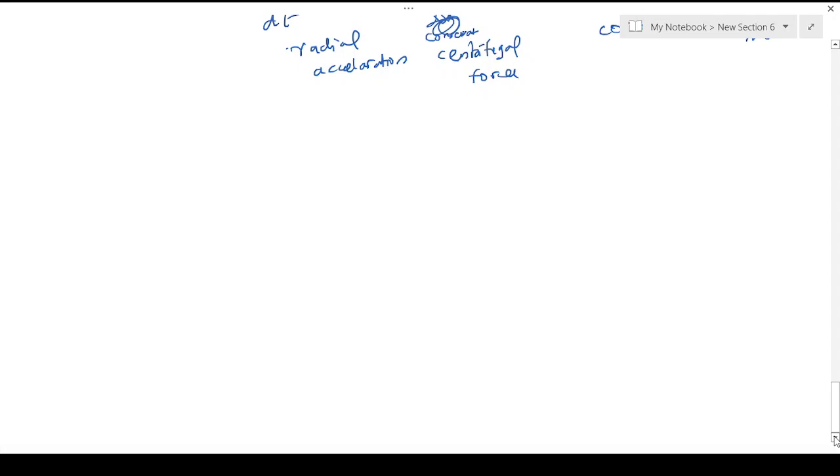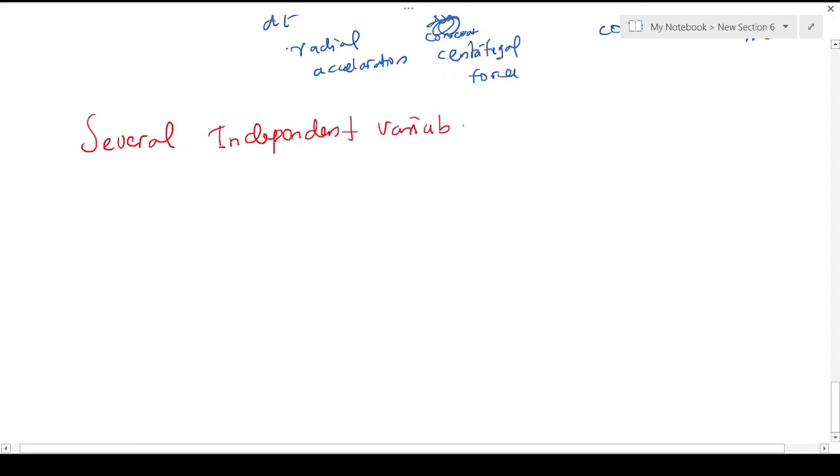Now the next part of the discussion we will be addressing is if we have several independent variables. We have seen in the last class the scenario where there are several dependent variables. Now we will be discussing several independent variables. Then how do we execute the calculus of variation? So that's what we will be discussing here.